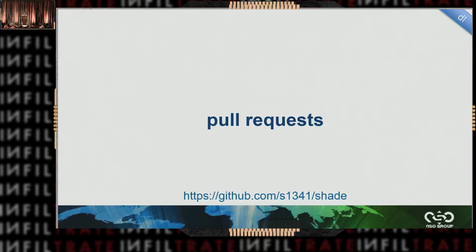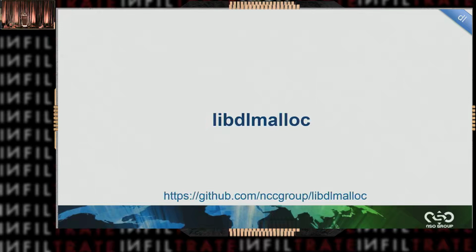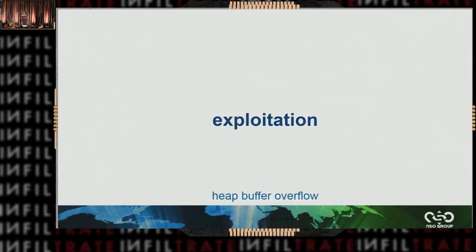Shade currently works only in GDB with Android's libc DL-malloc in 32-bit ARM processors. This is mostly just because that's what we've needed it for. Pull requests are, of course, more than welcome. While preparing for this presentation, I found that the excellent NCC group released their own tool for visualizing DL-malloc heaps about 6 months ago. While I haven't used it extensively, it seems like a really great tool and should also be looked into. Let's get back to the exploitation.